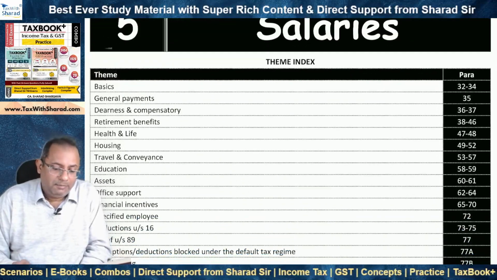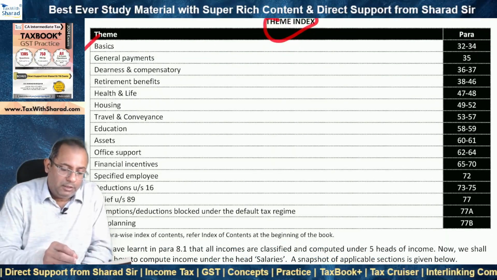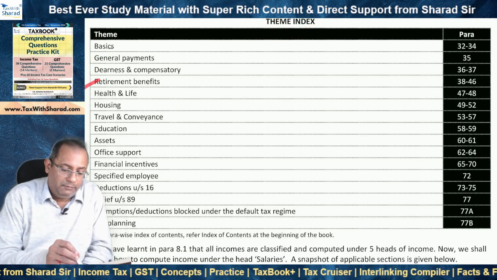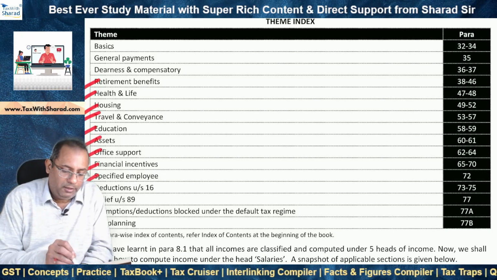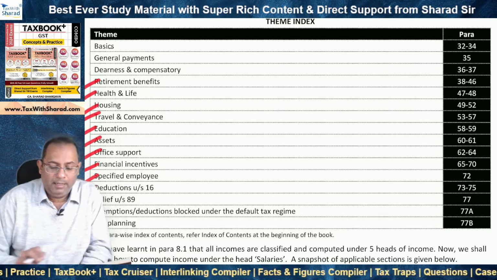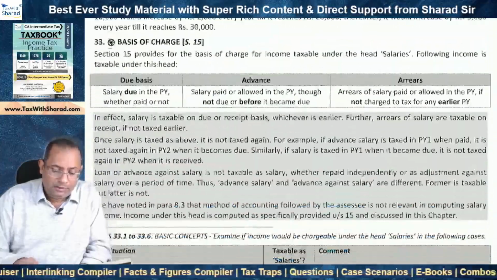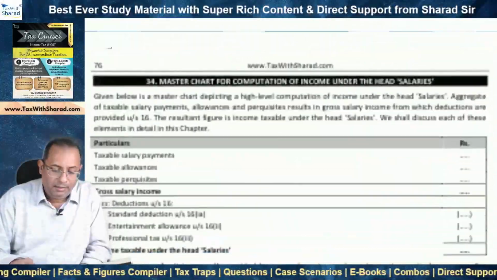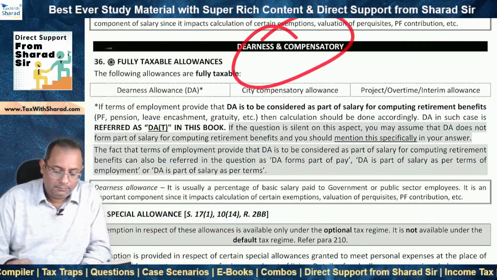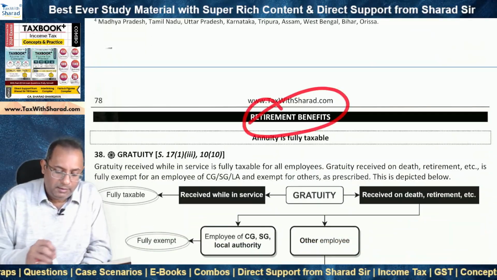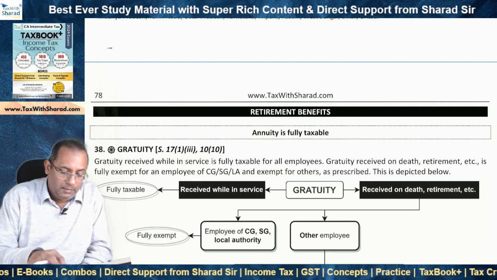So for example, if you look at this salary chapter, this is a theme index which is given right at the beginning. So basics, general payments, DNS and compensatory, retirement benefits, health and life, housing, travel and conveyance, education, assets, office support, financial incentives, specified employee, deductions, relief, exemptions, reductions block, tax planning, all these are themes. So everything is based on themes. And then when you move to the chapter also, you find everything is based on themes. General payments, DNS and compensatory, retirement benefits, right? And this is the same way things have been arranged in the practice book as well.